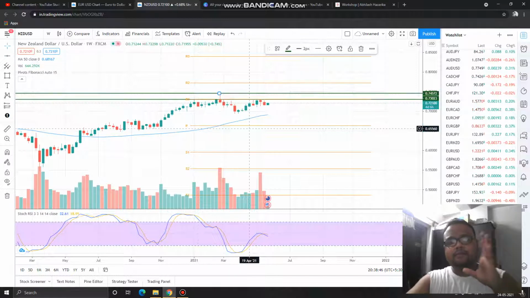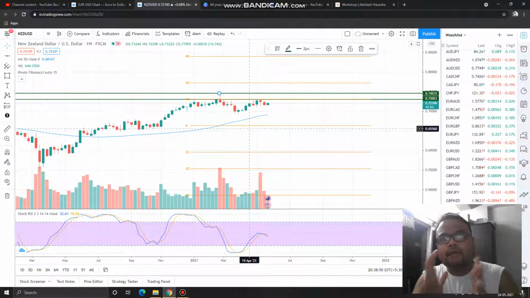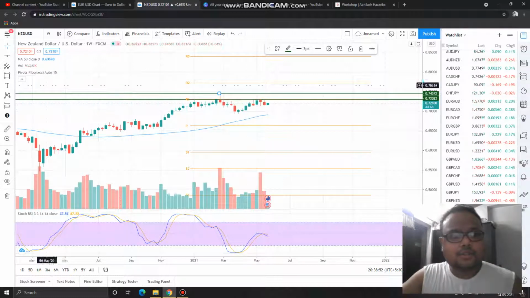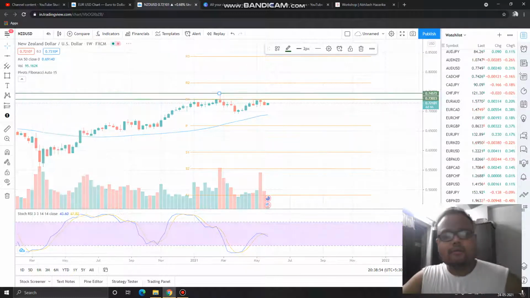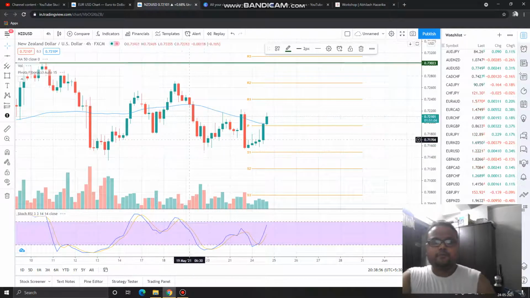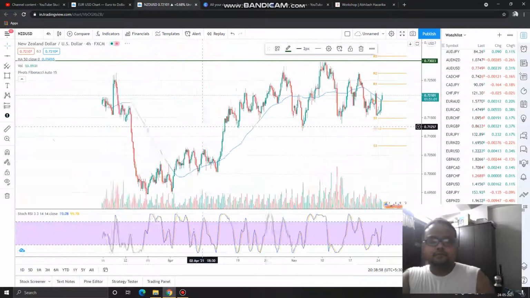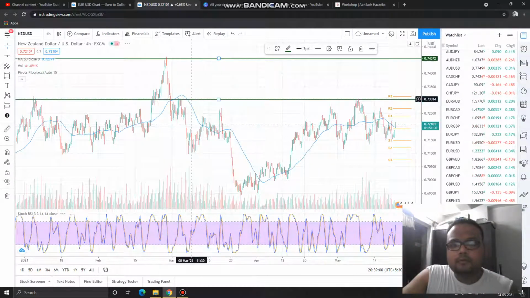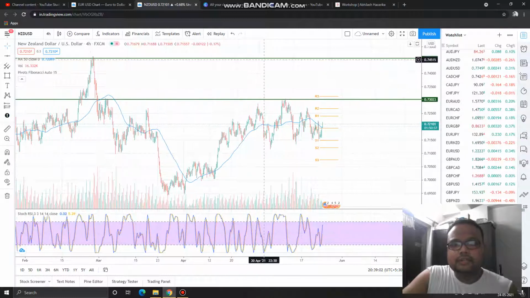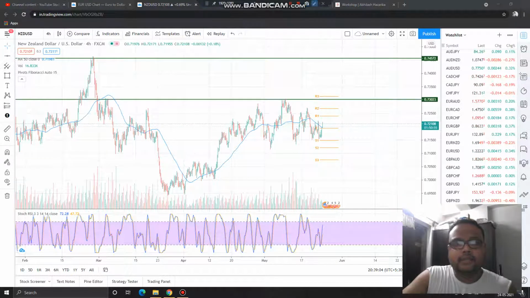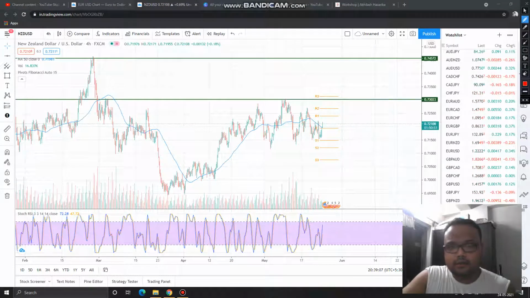So apart from the symmetrical triangle, when we jump to the weekly time frame, we have a few levels here. Now let's switch to the 4 hours time frame and see what the strategy should be. If I zoom out the chart, you can see that right now we have these two lines in the 4 hours chart.